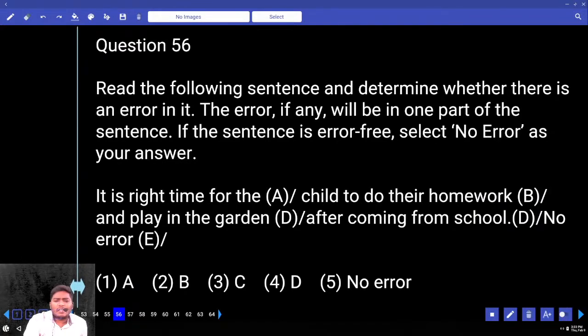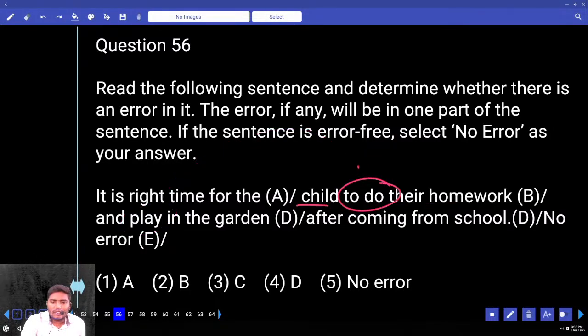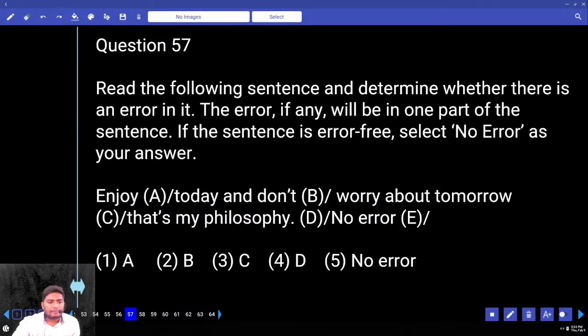It is not the combination of child. It is the combination of to plus V1, to plus V1, infinitive. This is not subject verb agreement of child. Child to do. This to do combination again comes with the play. To plus V1, to plus V1 combination. It is not the subject verb agreement of child plus V1. No. Next, move to 57.